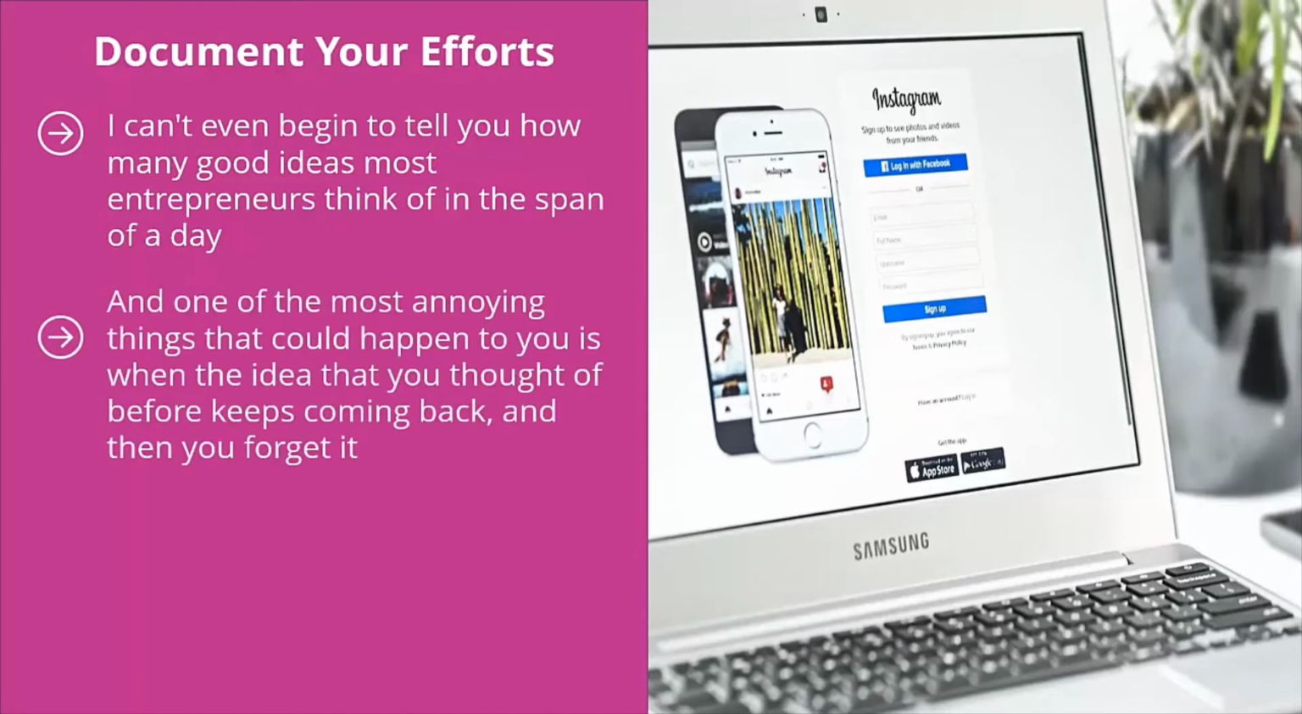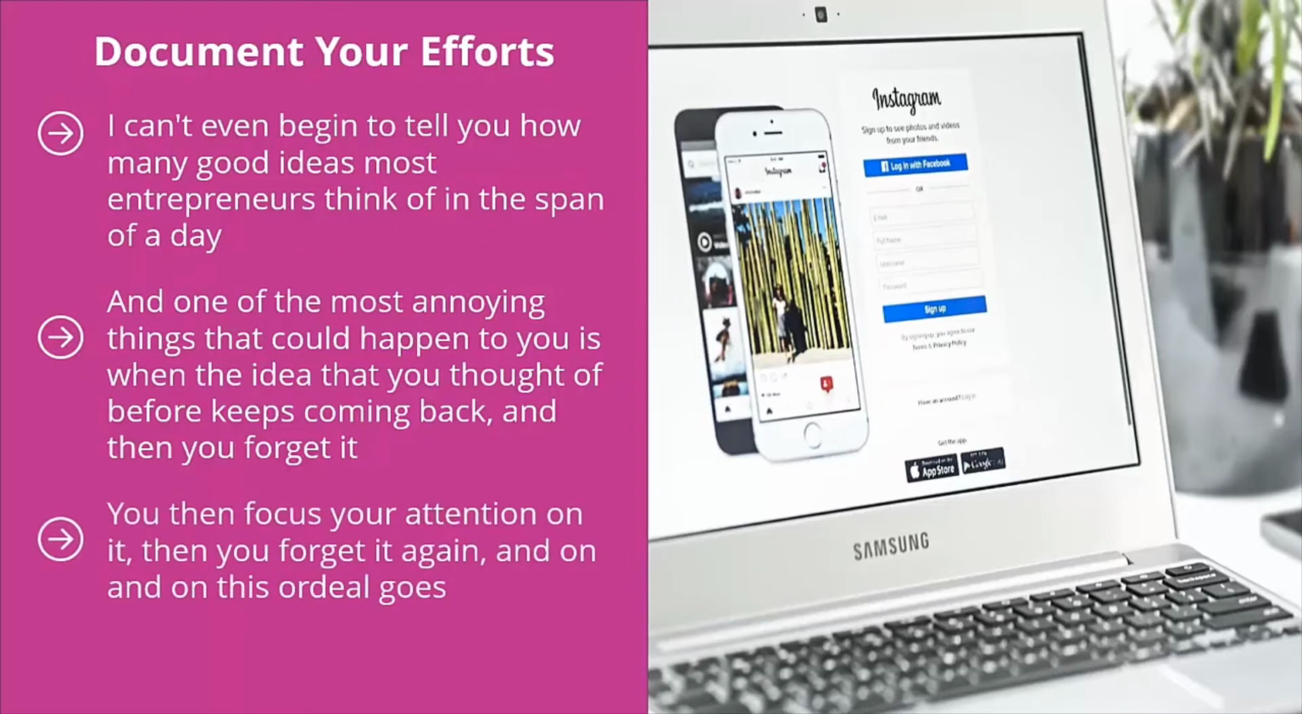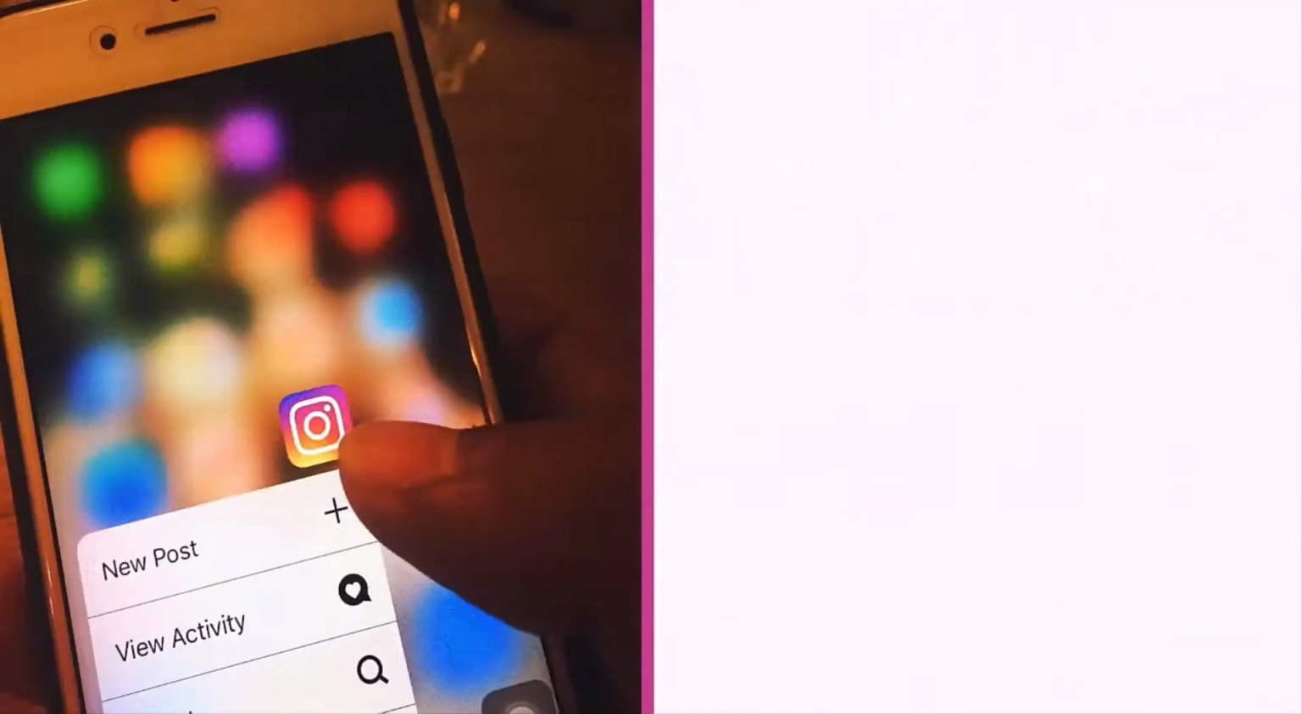And one of the most annoying things that can happen to you is when the idea that you thought of before keeps coming back, and then you forget it, and then when you're doing other stuff, it distracts you. You then focus your attention on it, then you forget it again, and on this ordeal goes. The end result is that you waste a tremendous amount of time, focus, and energy. Document your ideas. Pick out the best and try them out. If they don't work, that's fine.